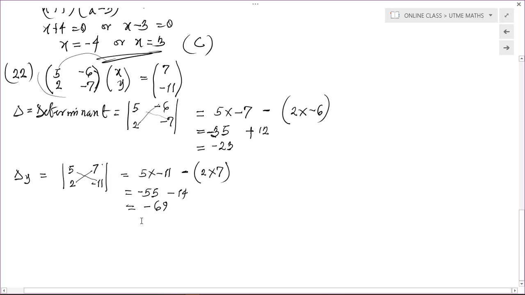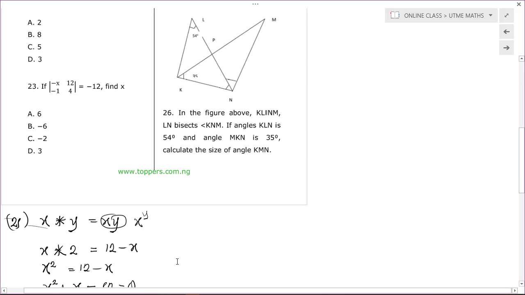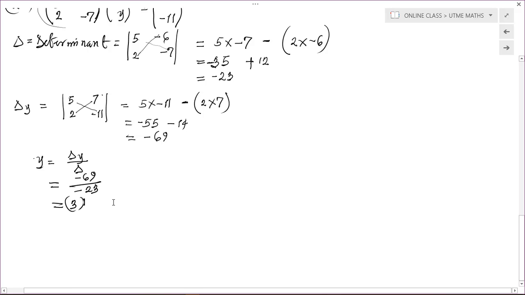How do we now get y? Since we've gotten that, our y in this case will give us delta y over delta. That will be minus 69 over minus 23. So the final answer is 3. So let's see what that is in the options, that's D. You can see that's D. D is the final answer here.